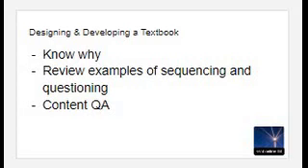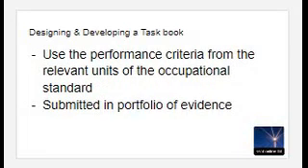Several foreign navigation textbooks were reviewed for topic sequencing and questioning style. Then, using the performance criteria from the relevant units of the occupational standard is an easy way to make a task book. Take a look at any OS and see for yourself. The completed task book is part of the candidate's portfolio of evidence of competency.